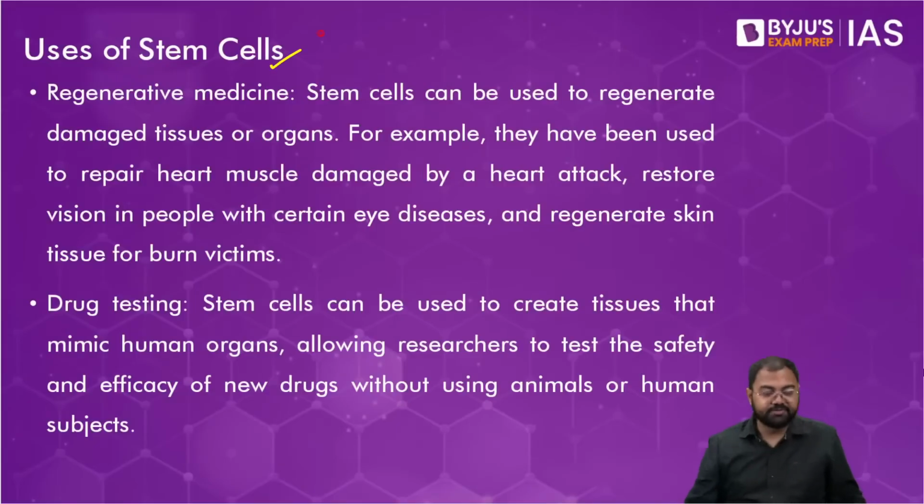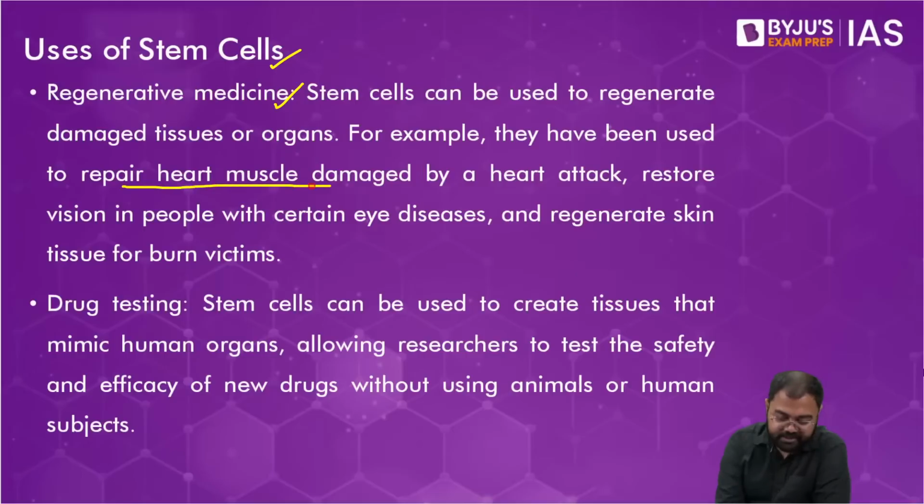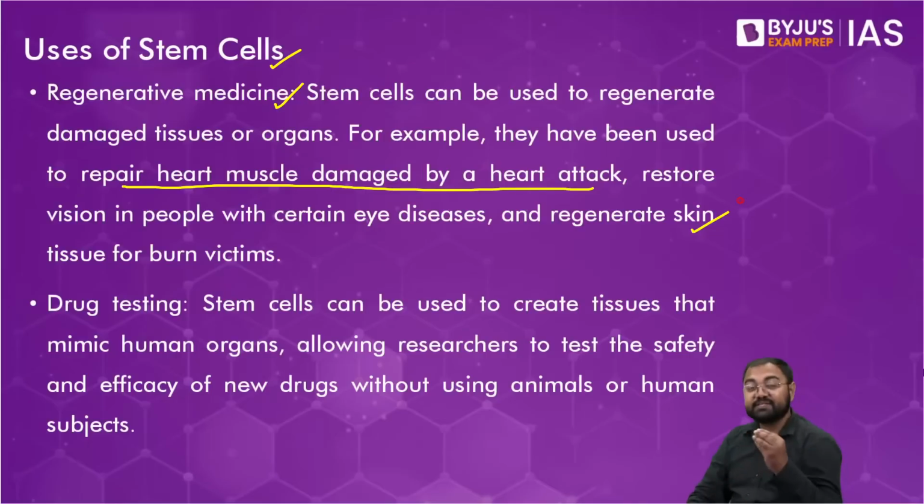Now, coming to the use of stem cells, what we understand is that there are various different medical applications for which stem cells can be used. So, for example, regenerative medicine. In regenerative medicine, basically we try to regenerate damaged cells or tissues. In that scenario, we say that it is regenerative medicine. So, for example, repairing the heart muscles damaged because of a heart attack, or even in eye surgeries, we see that something like this is used, or even for burn victims or injuries, skin regeneration can also be done. So all these things can be done with the help of stem cells.